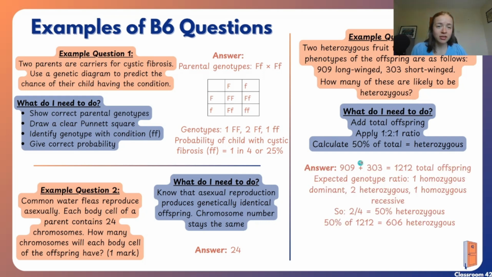So for this question, we know that of these ones here, there will be some homozygous dominant and heterozygous genotypes. If we were to apply it to a Punnett square, we would be expecting 1 homozygous dominant genotype, 2 heterozygous, and 1 homozygous recessive, which means that 50% of them will be heterozygous. Therefore, all we need to do really is just figure out the total number of offspring here and divide it by 2, because we're expecting 50% of them to be heterozygous. Therefore, the answer is 606.